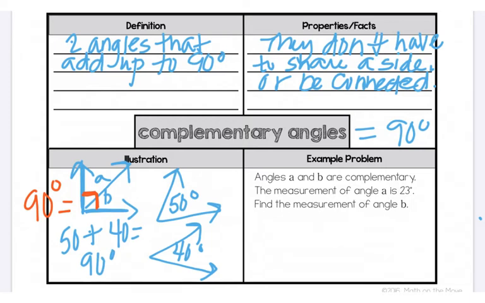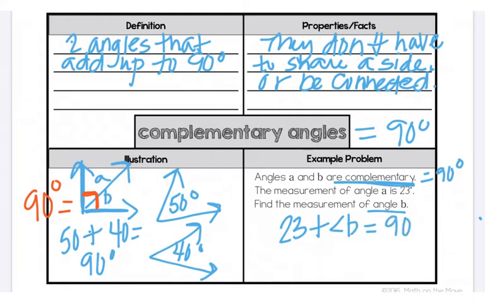Now, let's go to our example problem. Angles A and B are complementary. What does it mean if angles A and B are complementary? That they equal 90 degrees, right? The measurement of angle A is 23 degrees. Find the measurement of angle B. So we know that 23 plus angle B should be 90 degrees because they're complementary. So we need to get our calculators and do 90 minus 23. And so angle B would be 67 degrees.